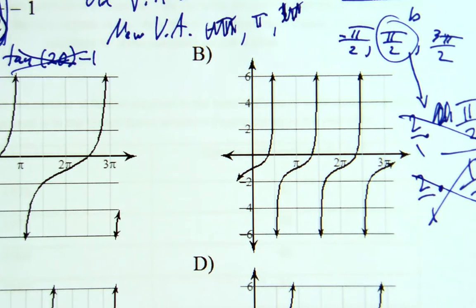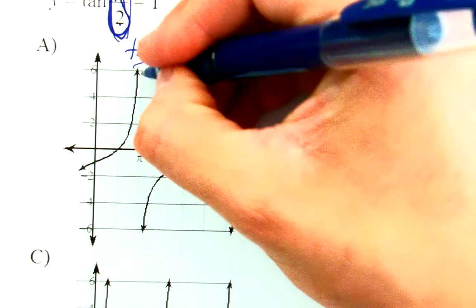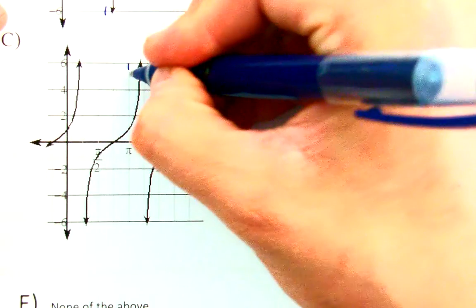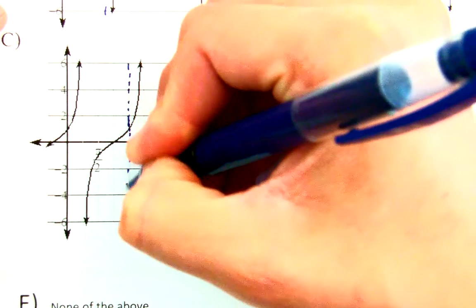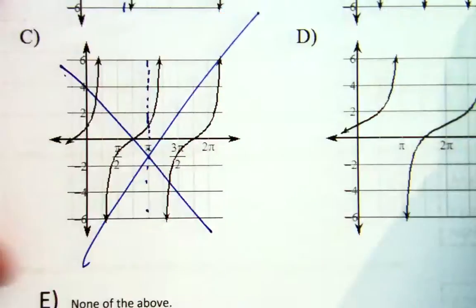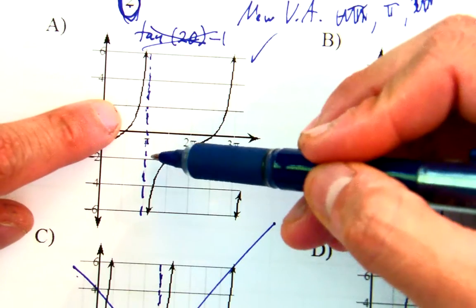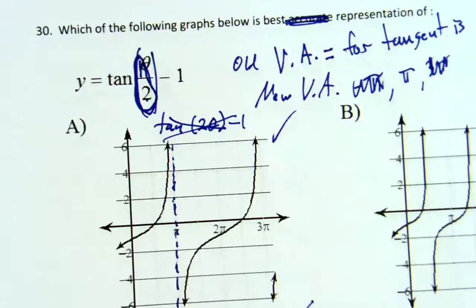So I'm looking for a VA at where? Pi. Does A satisfy that? Is that a vertical asymptote at pi? Yes, it is. Check. What about C at pi? Is there a VA here? No, you crossed the asymptote. You're wrong. You see how it crossed it here? It can't cross it. It has to do something like this here. It has to separate them out.